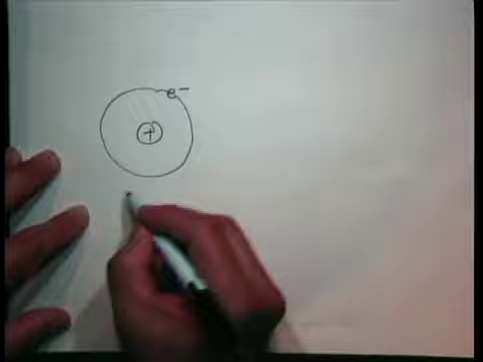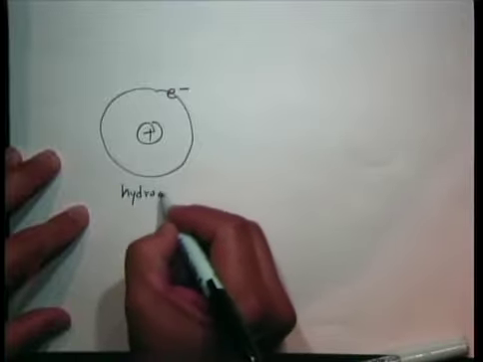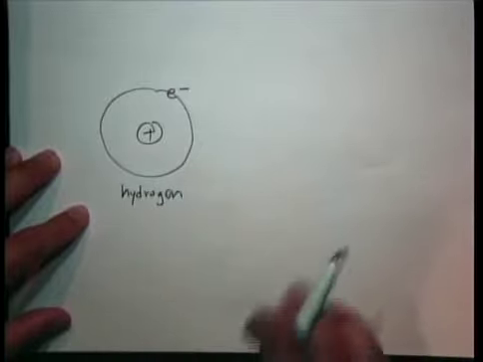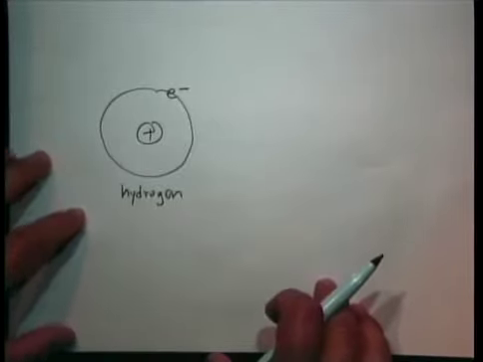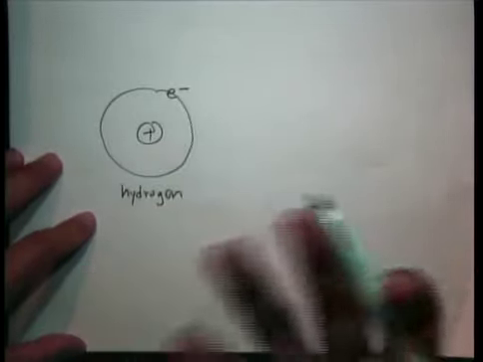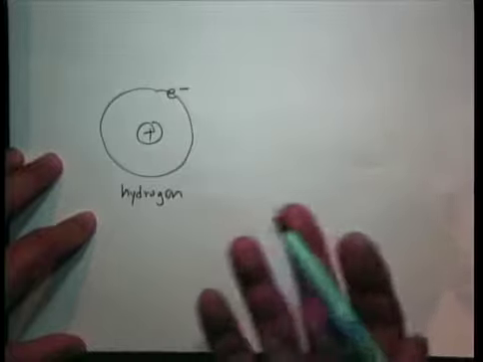As it turns out, this is a viable element. This is hydrogen, the simplest of all the atoms we can have, and it belongs to the element that we call hydrogen. Once we have this, how do we proceed to the next element, to the next bigger atom?